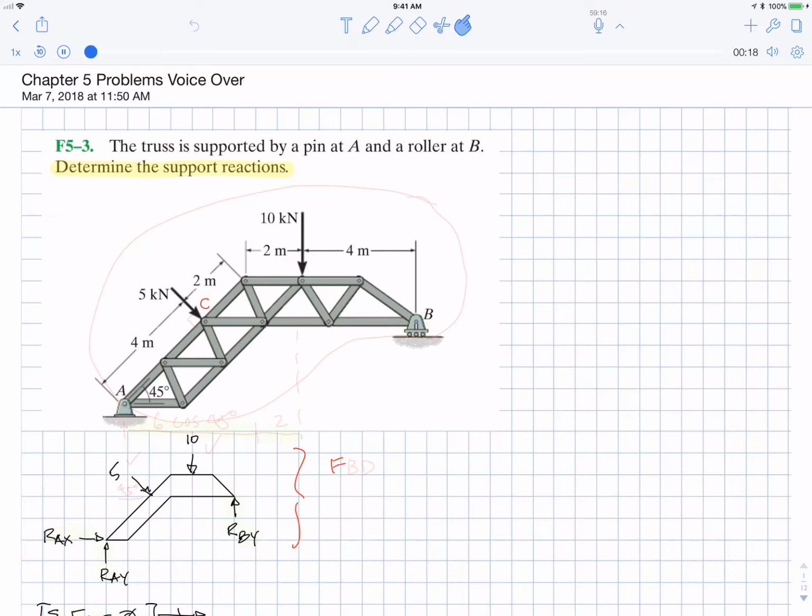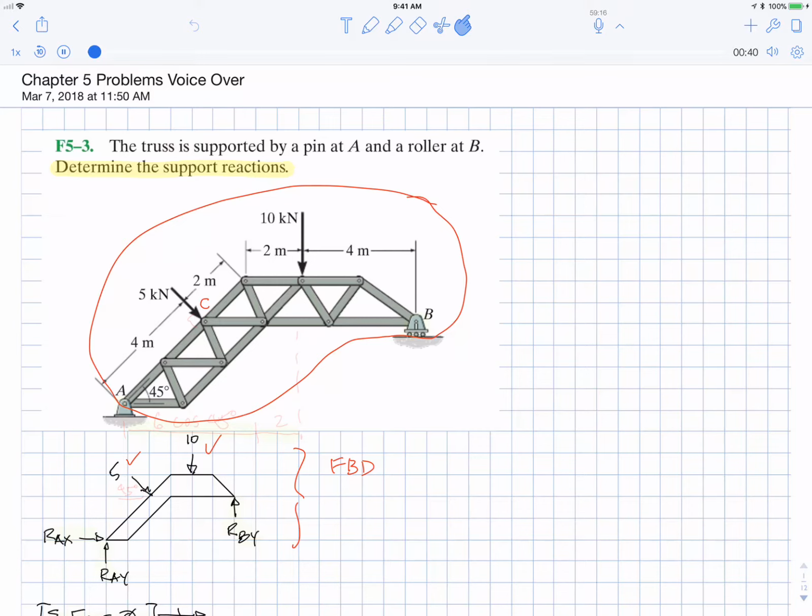Remember, you always have to draw the free body diagram. And what I did to draw that free body diagram was I made a loop like this, but I did it mentally. I looked in there, I drew everything in there, and I made sure to draw that 5 kilonewton, which is perpendicular to the truss at point C, this 10 kilonewton load there.